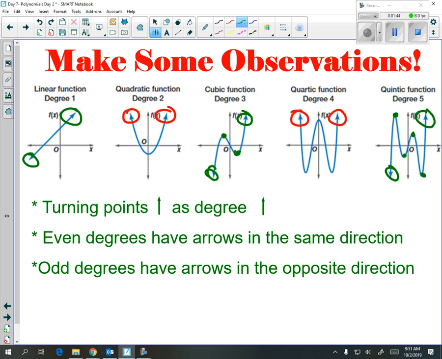And that's going to hold true for all functions. Even degrees, arrows will always go in the same direction. Odd degrees, the arrows go in opposite directions.